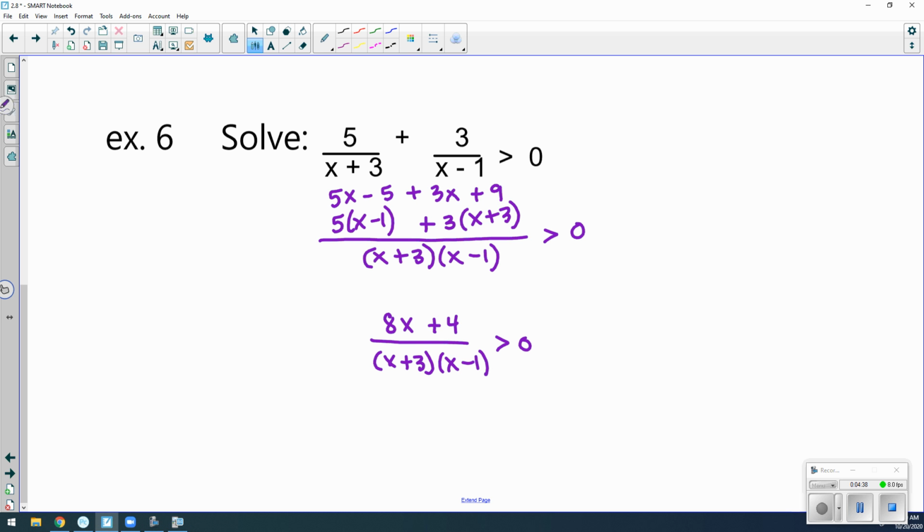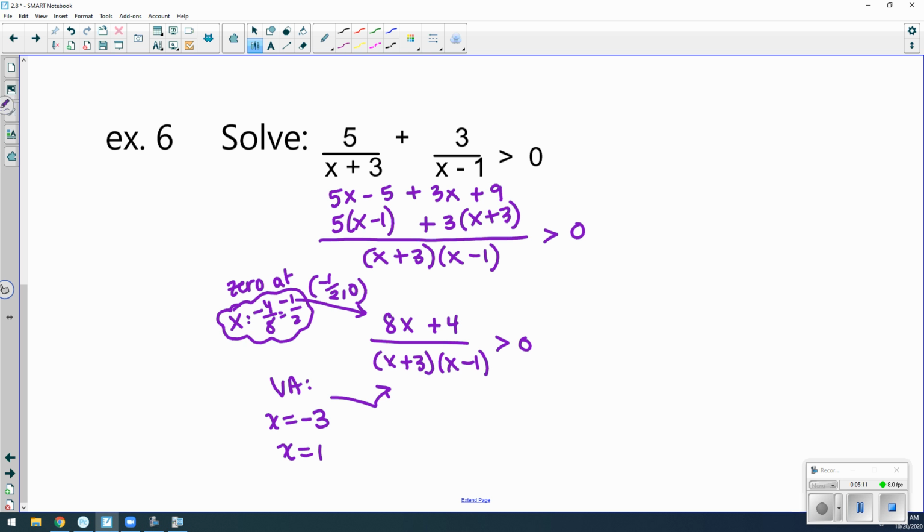I'm looking for where the values of x are going to be greater than 0. So what do I know for sure? I know that I'm going to have some vertical asymptotes at x equals -3 and x equals +1. I know that I'm going to have a 0 at x equals -4 divided by 8, or -1/2. So I'm going to have a 0 at -1/2, comma 0. This is just kind of my thought process here.